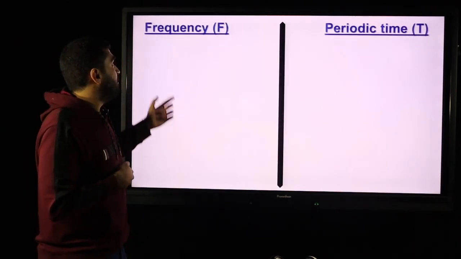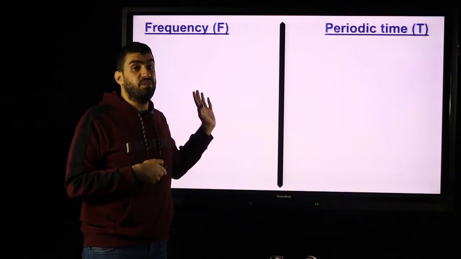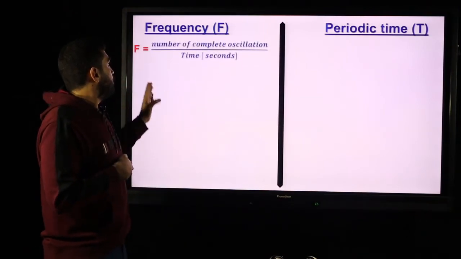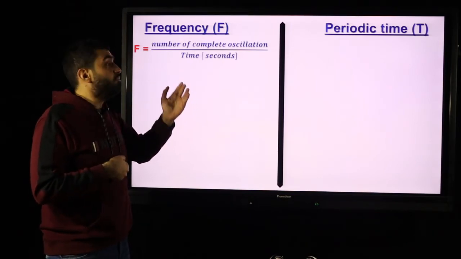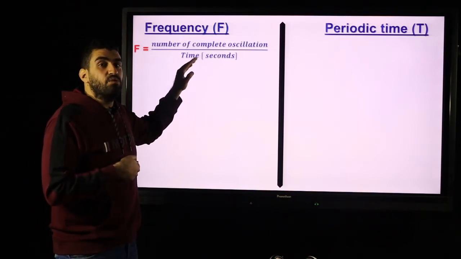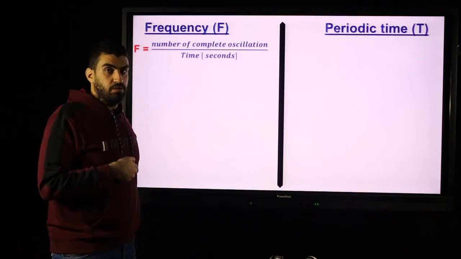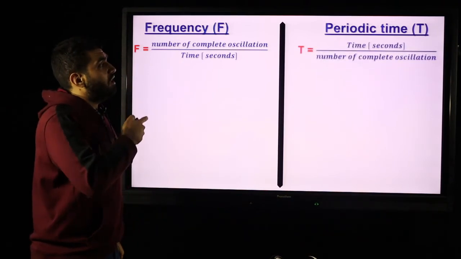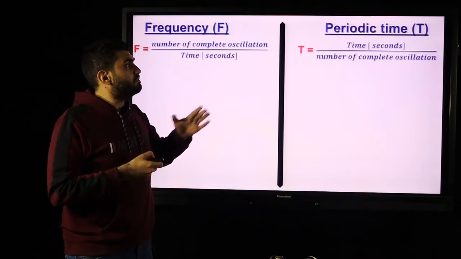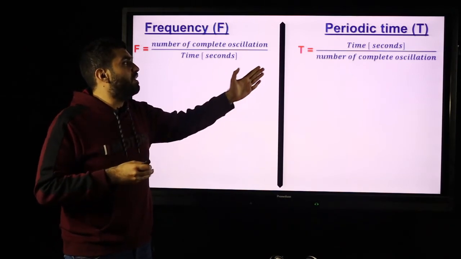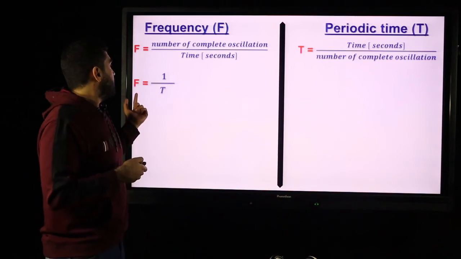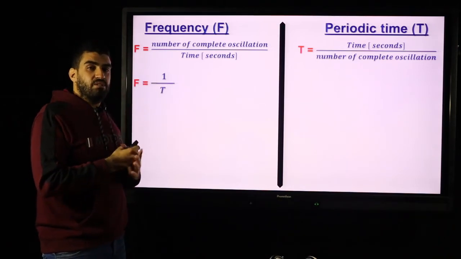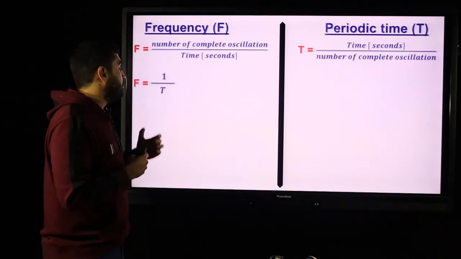Comparison between frequency and periodic time. It's very important. Frequency equals the number of complete oscillations made by an oscillating body over the time taken to make these complete oscillations. Periodic time is the total time taken divided by the number of complete oscillations. Frequency equals 1 over periodic time. What's meant by this rule?